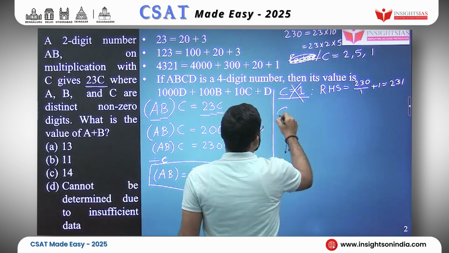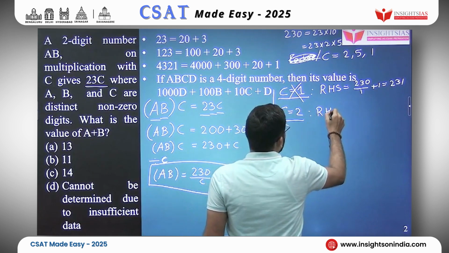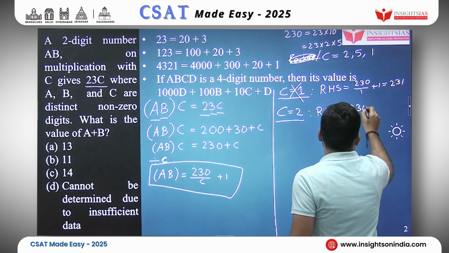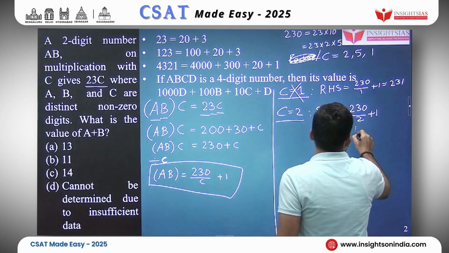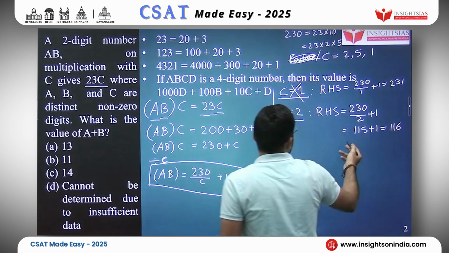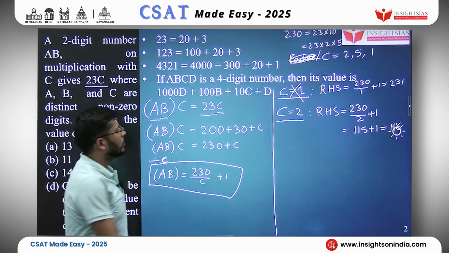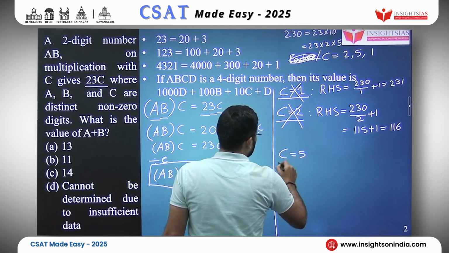We will try C is equal to 2. If C is equal to 2, then what will your RHS be here? Here your RHS would be 230 divided by 2 plus 1, that would be 115 plus 1, that would be 116. Once again, you got a 3-digit number, but you want 2 digits. So this is also not the case. So we will try C equals 5.